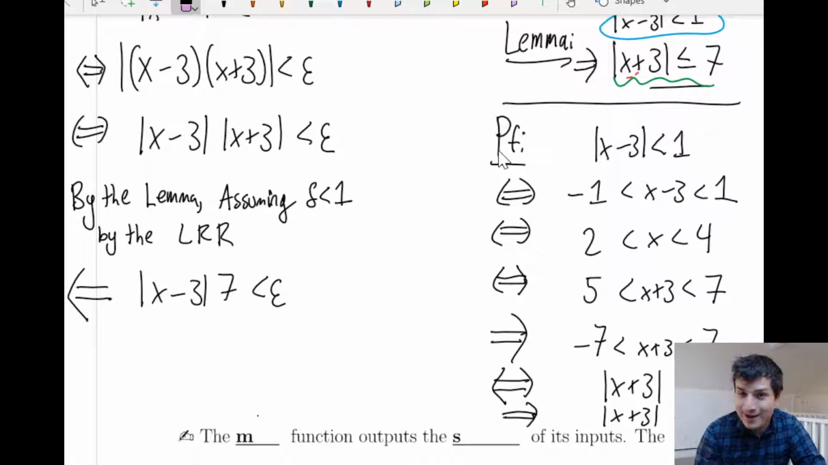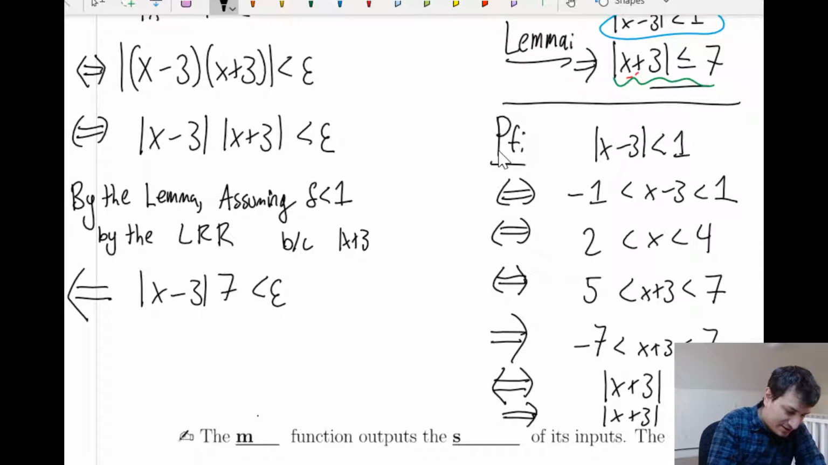In regular mathematics, they wouldn't even write that. They would just say it's obvious, or they wouldn't write anything, and it would be clear. They would say, because x plus 3 is less than 7. But in this course, if you want to indicate what you're doing and to make it a little more streamlined for you, you can use the left replacement rule.